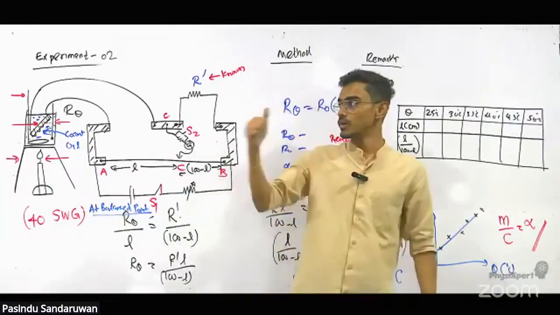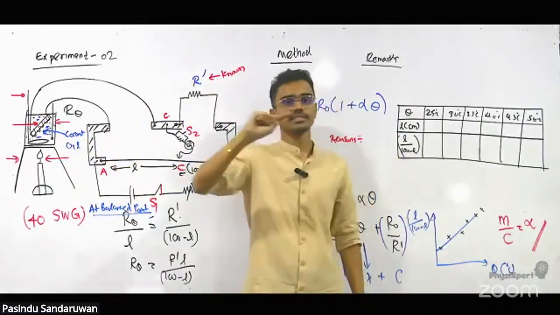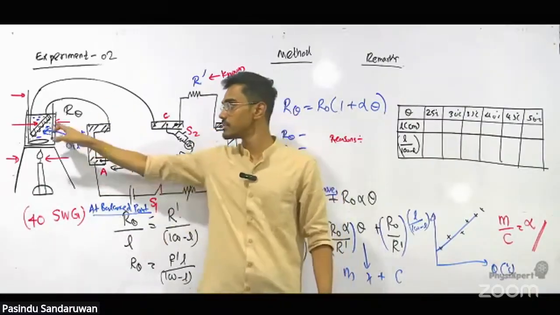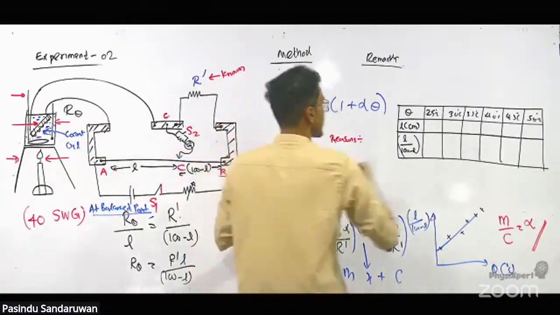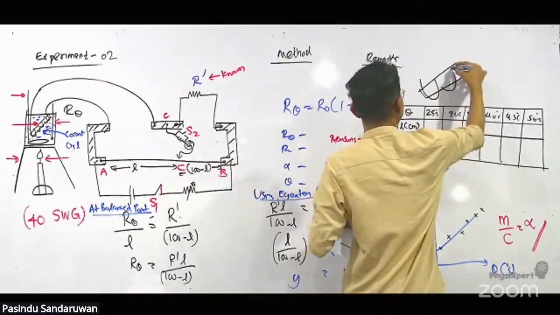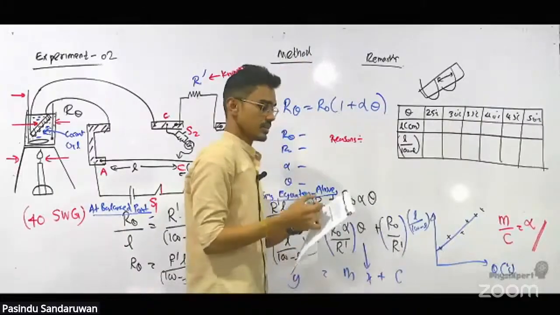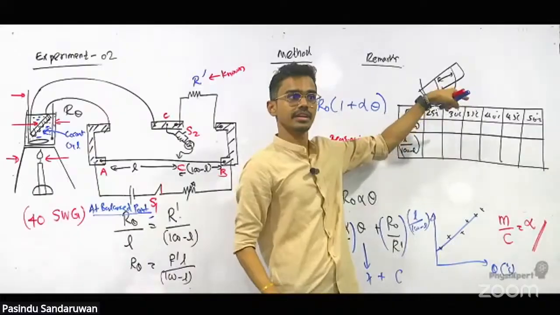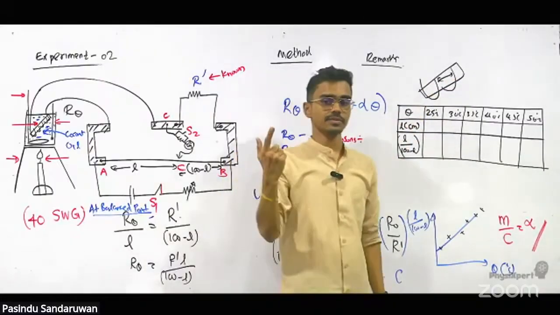So one reason to use coconut oil is that water conducts current whereas coconut oil does not conduct current, right? If current passes through the coil like this, the experiment will not work. The current should spark to the surrounding medium, and that's why the surrounding medium is coconut oil, okay guys.